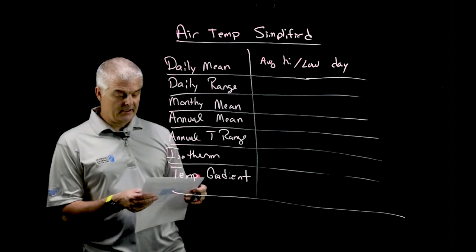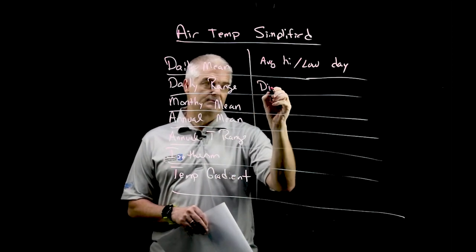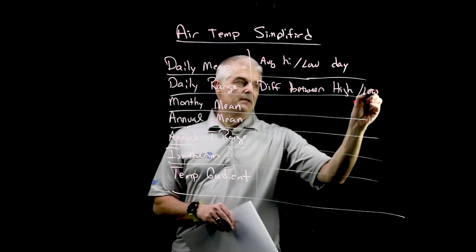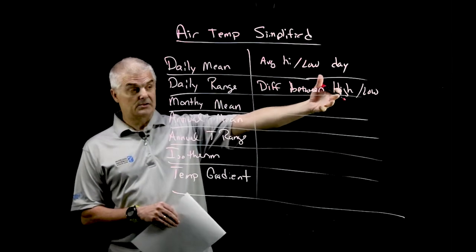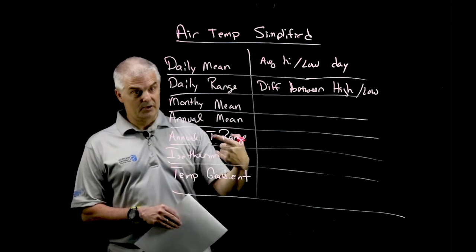Now, the daily range is the difference. Difference is a mathematical term, means subtraction. The difference between the high and the low. So again, in the case I just used, it was 60 degrees, 90 degrees. The difference is 30. The daily range is 30 degrees.